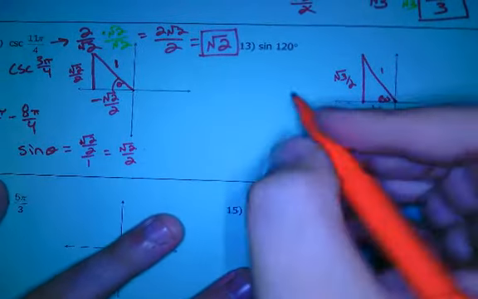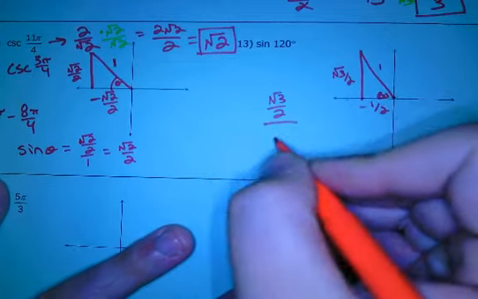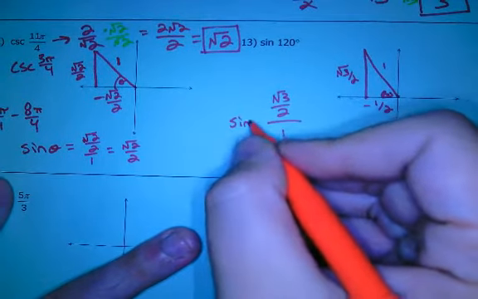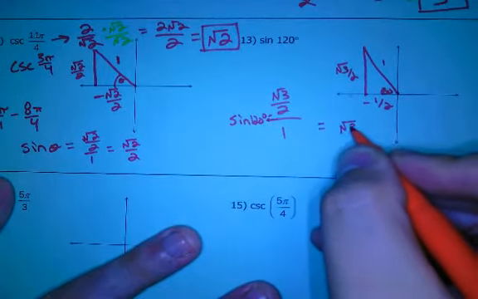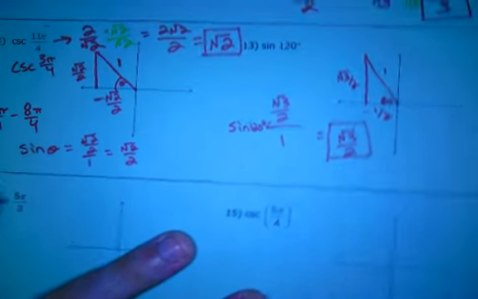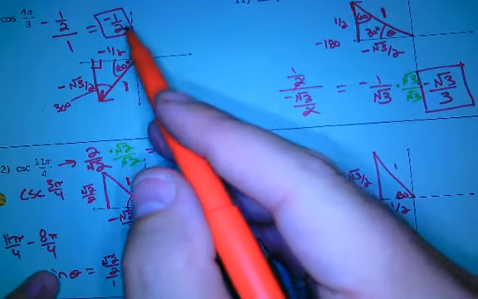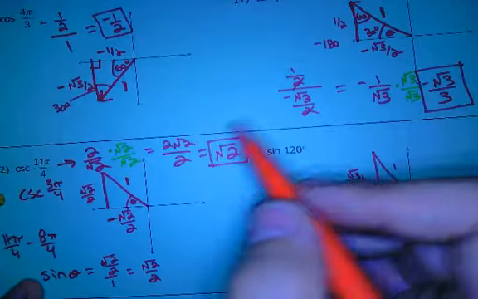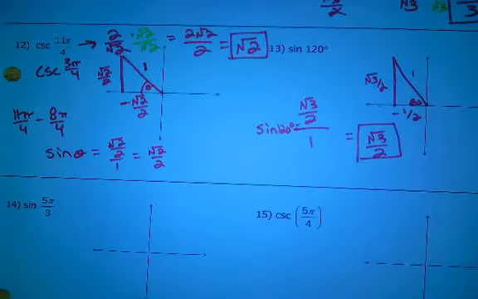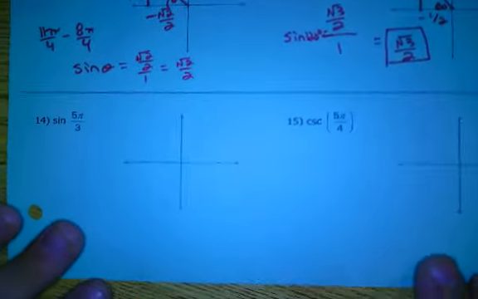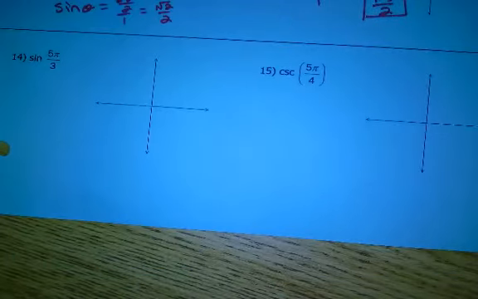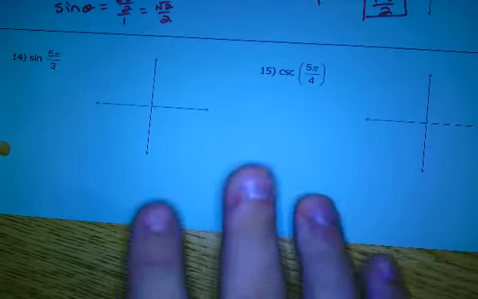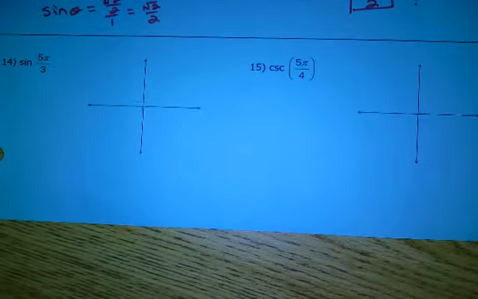So sine is going to be root 3 over 2 all over 1, which is equal to just root 3 over 2. If you notice, root 3 over 2 appears as an answer, 1/2 appears, negative 1/2, root 3 over 3, root 2. These are pretty common answers. Okay, go ahead and try 14 and 15 on your own, and then pause the video and hit play whenever you are ready.